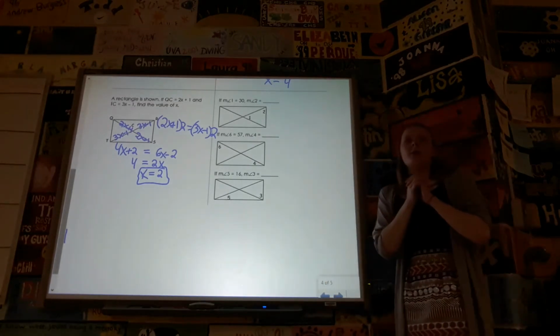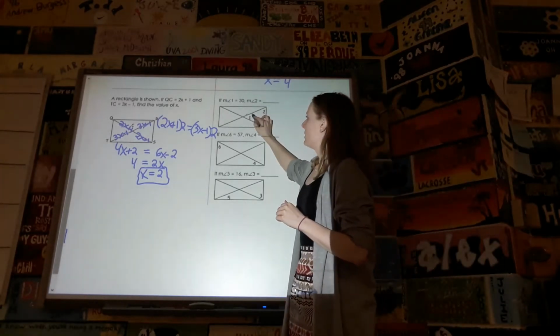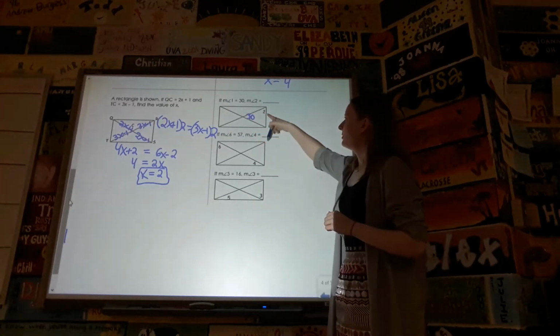All right, now we're going to work with some angles. Okay? All right, if I know that the measure of angle 1 right here is 30, I am looking for the measure of angle 2.